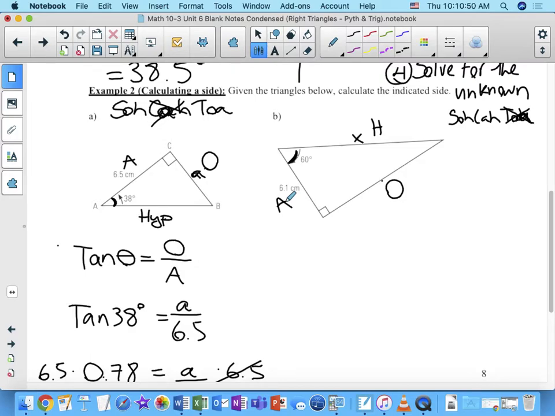Okay, so we've eliminated tan because we want the hypotenuse. Tan doesn't include the hypotenuse. We know 60 degrees. What's the other side that we have that we know? We know the 6.1. What's that side called? The adjacent. Okay, so we have the adjacent. We want the hypotenuse. What trig ratio do you think we should use? That involves adjacent and hypotenuse.